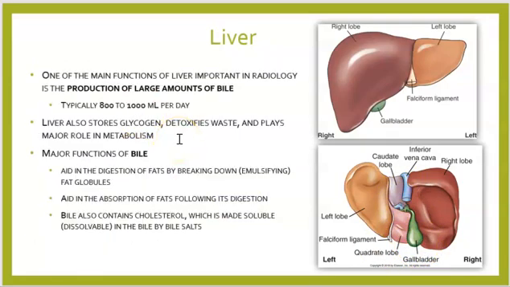One of the main functions of the liver, important for us in radiology, is the production, again, of large amounts of bile. The liver can also store glycogen, detoxify waste, and plays a major role in metabolism. But bile, that's the major thing we're talking about right now, aids in the digestion of fats by breaking down or basically emulsifying fat globules.